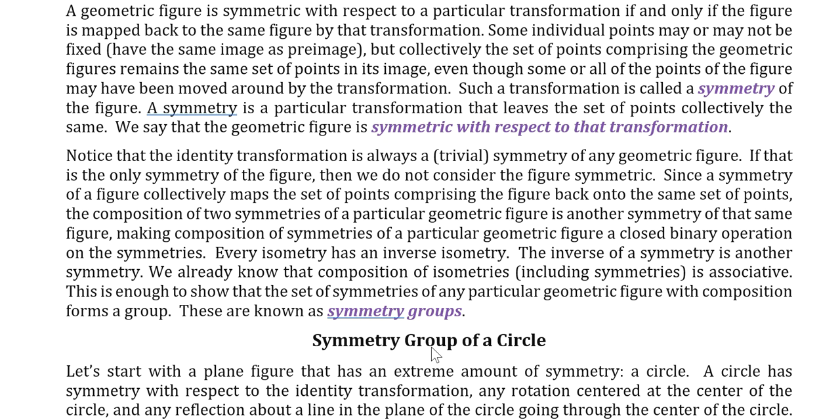Since a symmetry of a figure collectively maps the set of points comprising the figure back onto the same set of points, the composition of two symmetries of a particular geometric figure is another symmetry of that same figure, making composition of symmetries of a particular geometric figure a closed binary operation on the symmetries. Every isometry has an inverse isometry. The inverse of a symmetry is another symmetry. We already know that composition of functions, including isometries and symmetries, is associative, and this is enough to show that the set of symmetries of any particular geometric figure with composition forms a group. So these are known as symmetry groups.